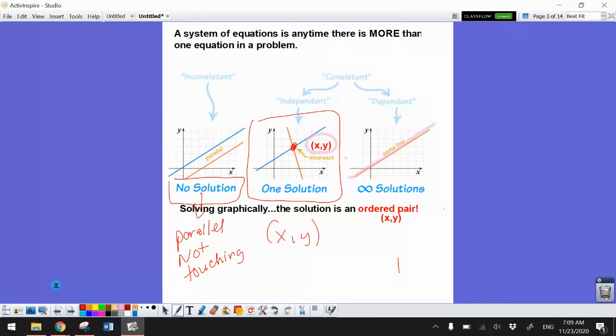And the other one I have is infinitely many solutions. And what happens with that one is it's the same line. So I'm graphing one line on top of the other, and I can see that they're going to intersect the entire way. So there's more than one answer. So those are our 3 possible graphical images we're going to see, or models, when we are solving systems.